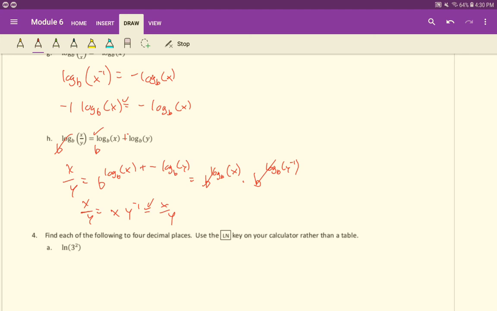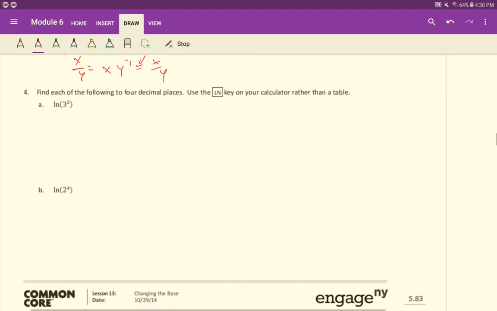Okay, we'll stop there, and we'll then use some of these properties for the ln, or natural logarithm, in the next video.